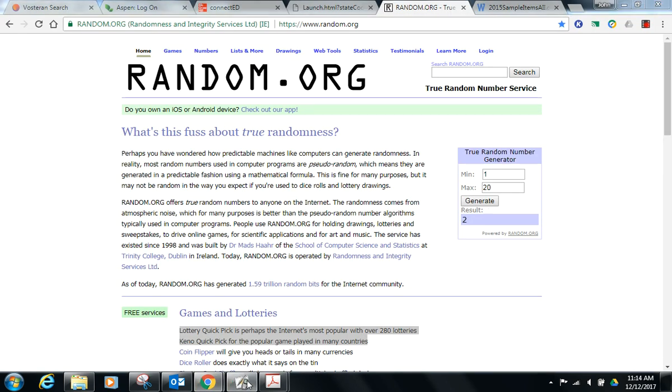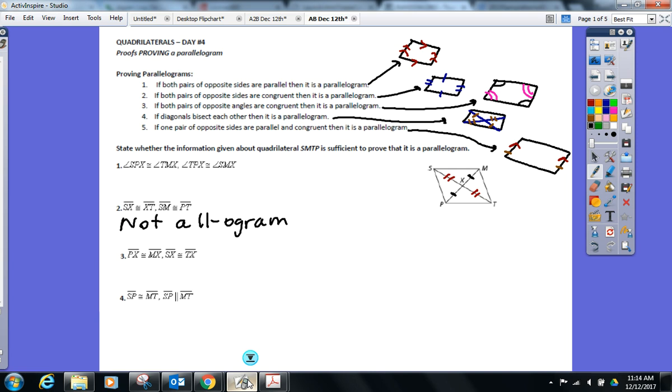Here we go. 2, enough information. Yes. Why? Diagonals bisect each other. I'm telling you. Did I tell you or did I not tell you? The random generator finds it. It may be random, but they find the person they need. So this is yes.